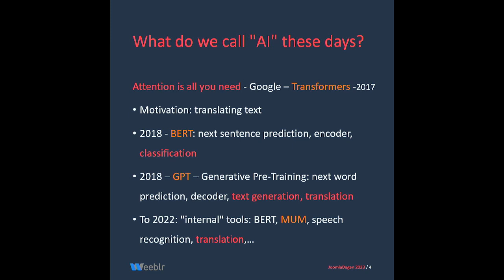And until last year, this was mostly used internally by larger companies. Google obviously has a lot of things like that. BERT, MUM, you may have heard lots of acronyms there. They were doing speech recognition. Many companies like Google, but also Facebook, Microsoft, all the big companies are using that. And translation a lot.